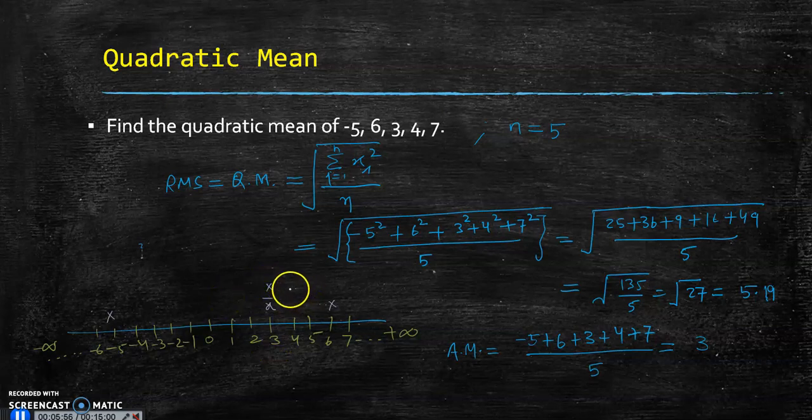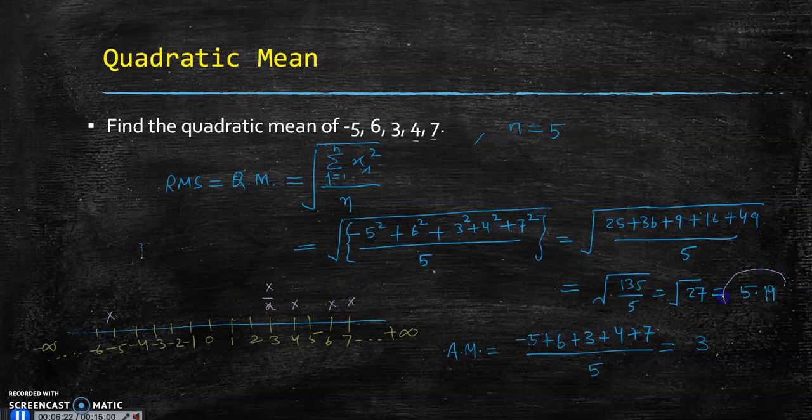Then I've got a 4. The next observation is 4, which is right here. Then I've got an observation 7, which is right here. Now if you see how exactly the values are distributed, there is exactly one value on the left of the arithmetic mean and 3 values on the right hand side. So the balance seems a little bit disturbed.